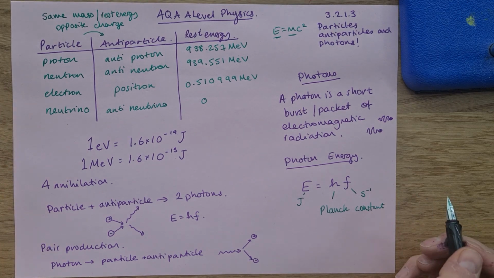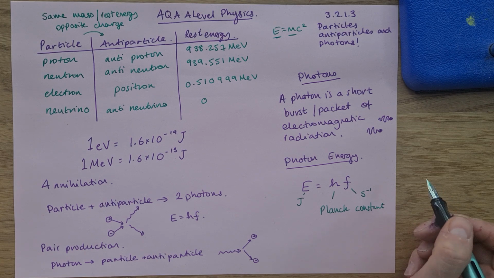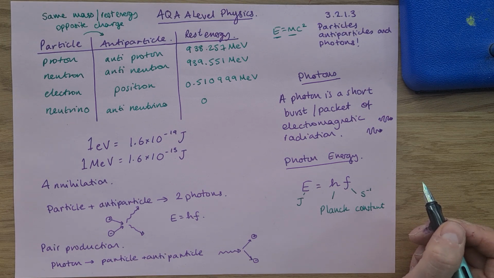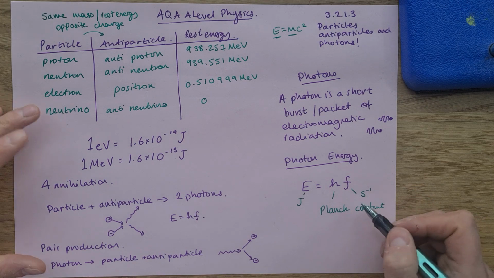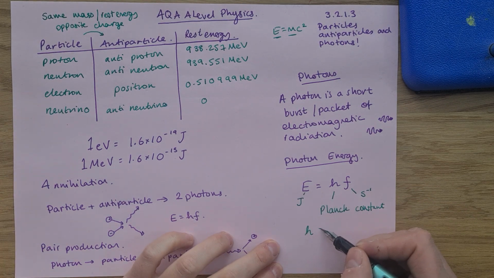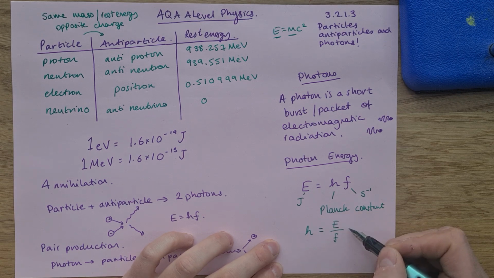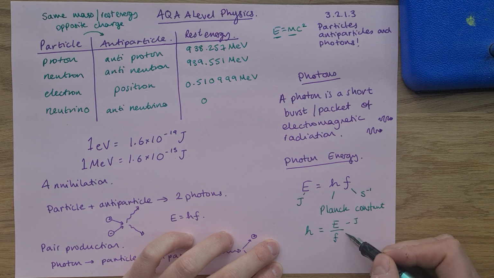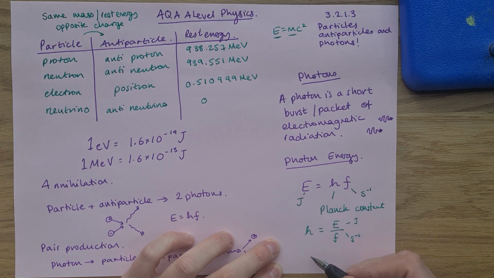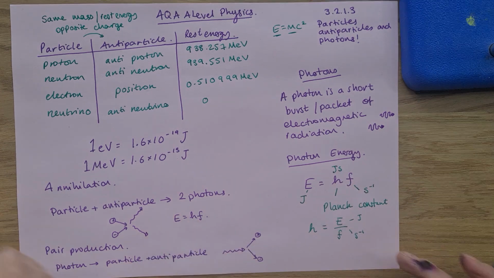In general, if there's a symbol you don't know, check the data sheet, because a lot of them are given on the data sheet as constants. h is Planck's constant. It's 6.63 times 10 to minus 34. We can figure out the units by looking at the units involved in the other equations. So if we were to rearrange this, h would be the energy divided by the frequency. So the units for this, we've got joules divided by seconds to the minus 1. If we're dividing by seconds to the minus 1, that's the same as multiplying by seconds. So the units of Planck's constant is joule seconds.